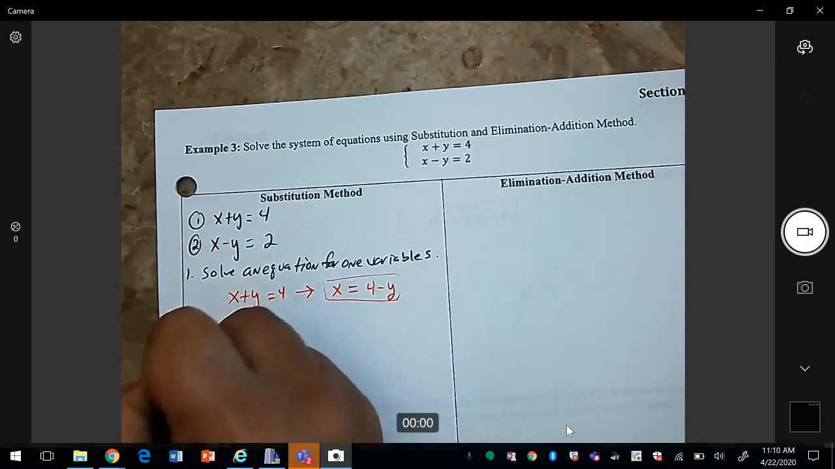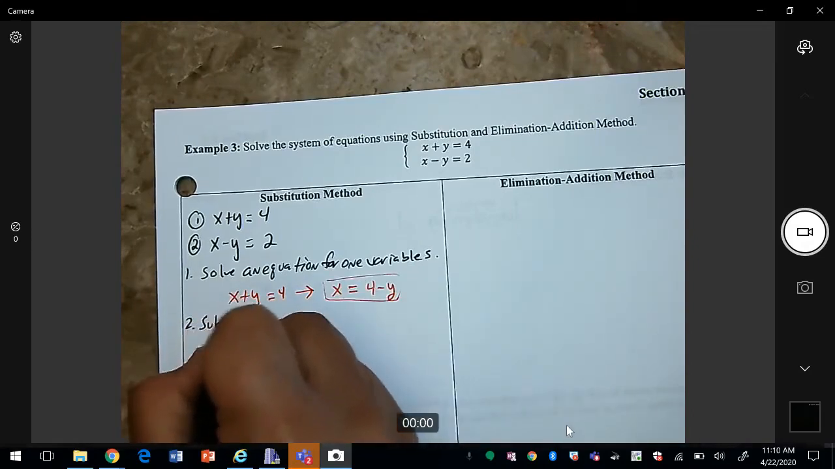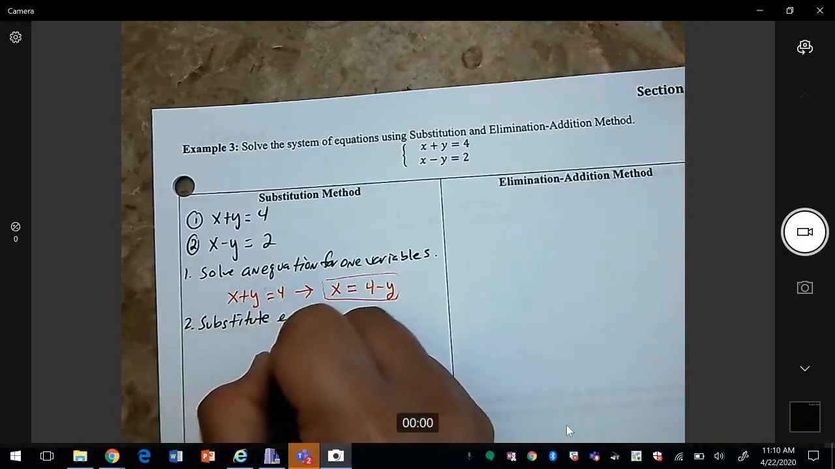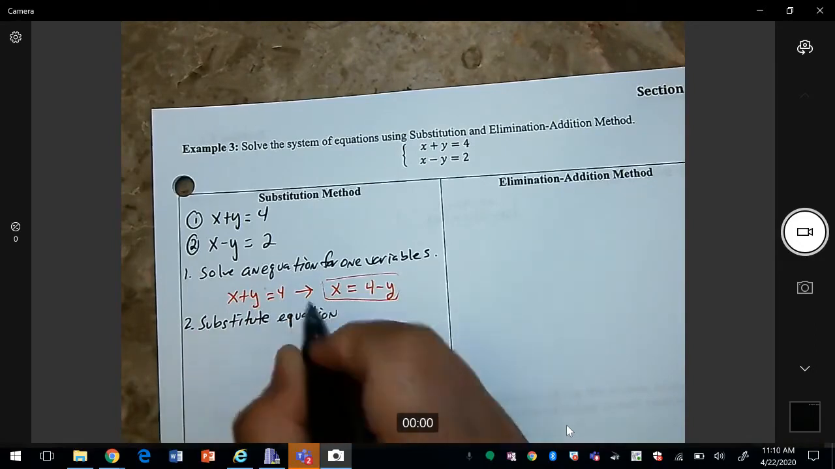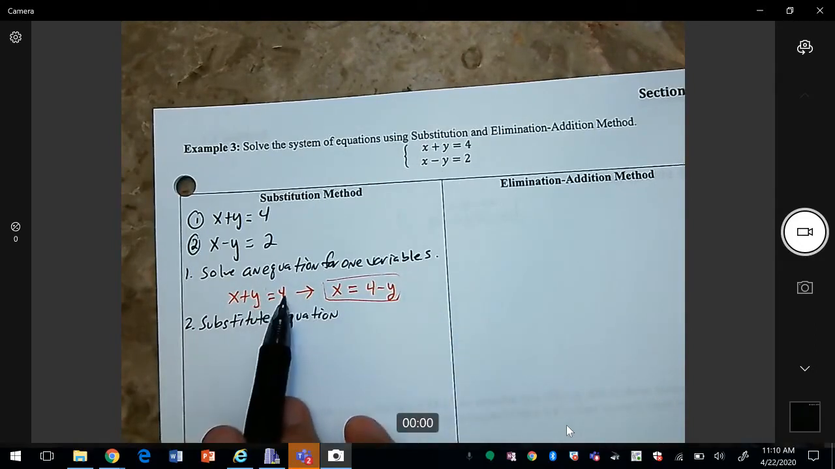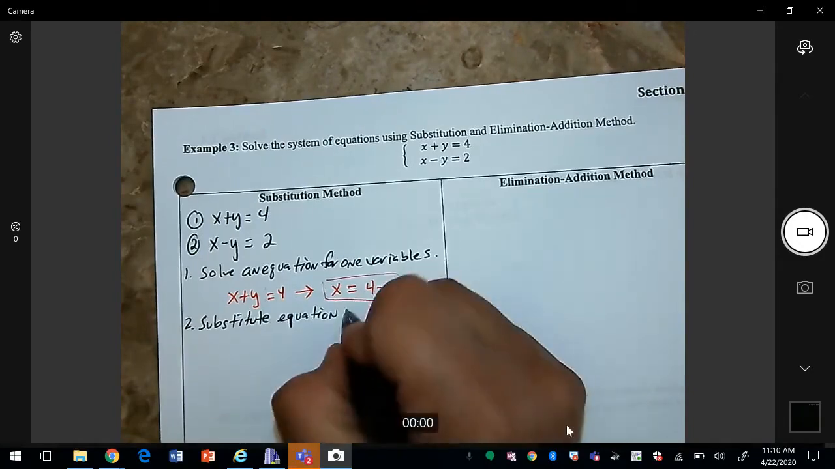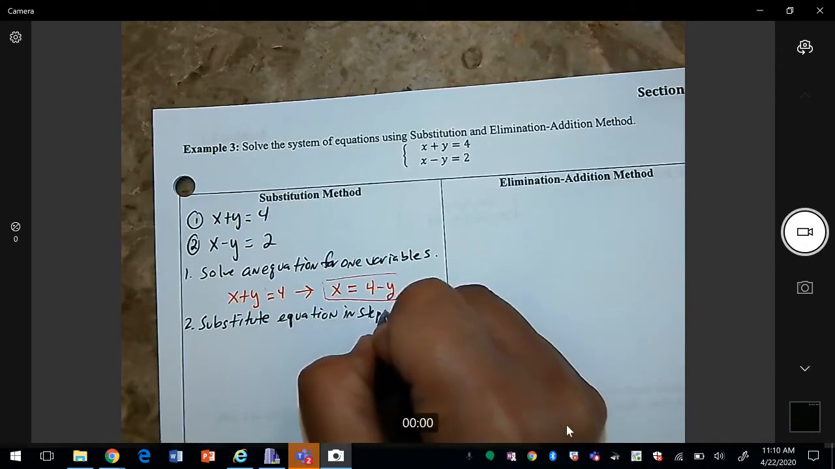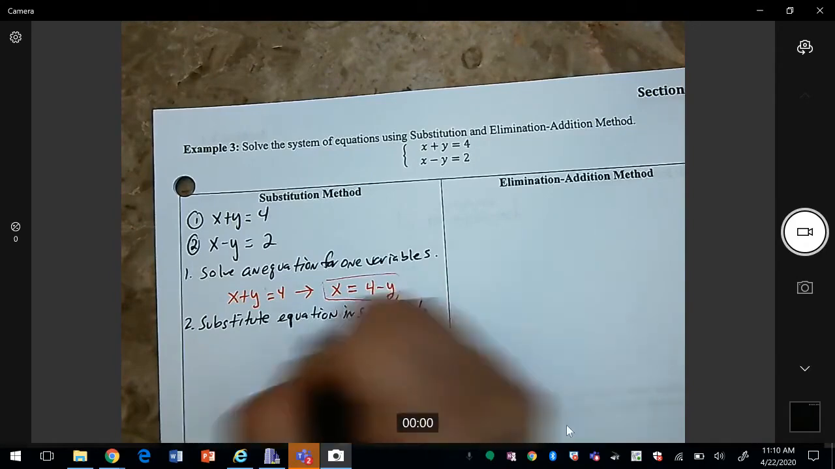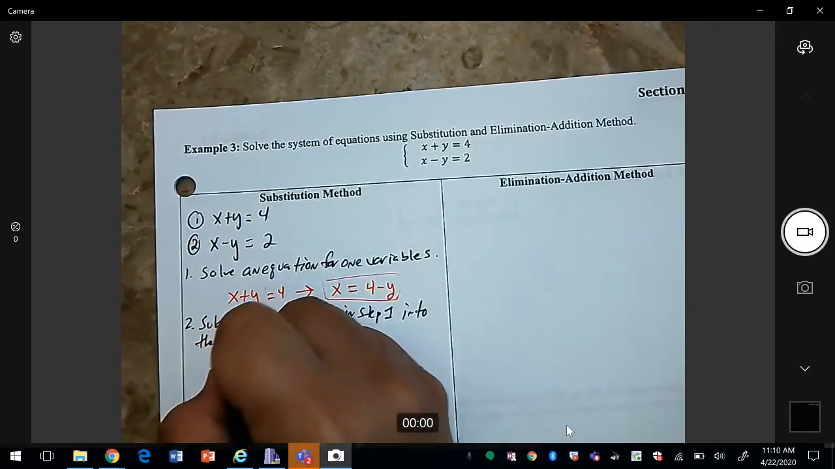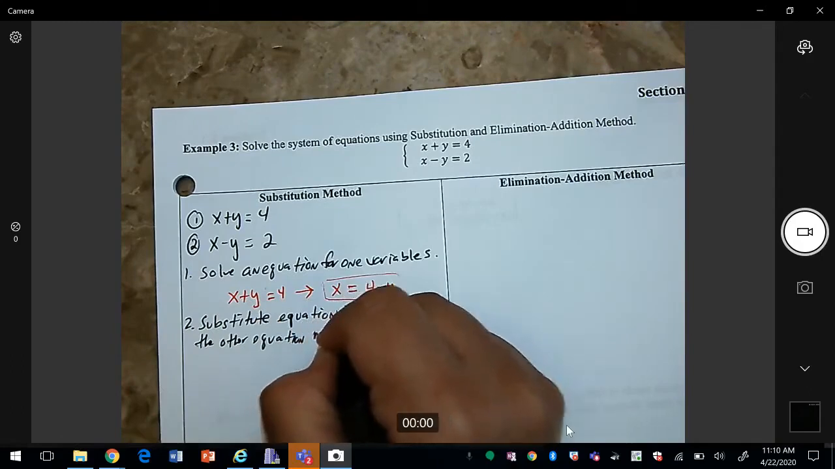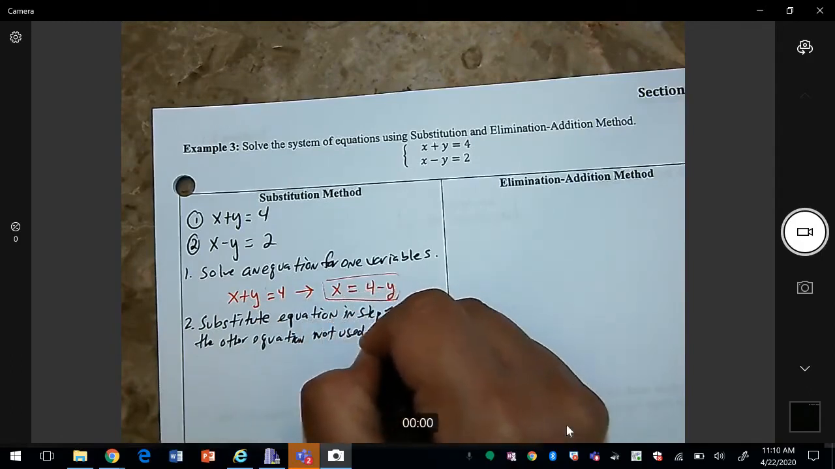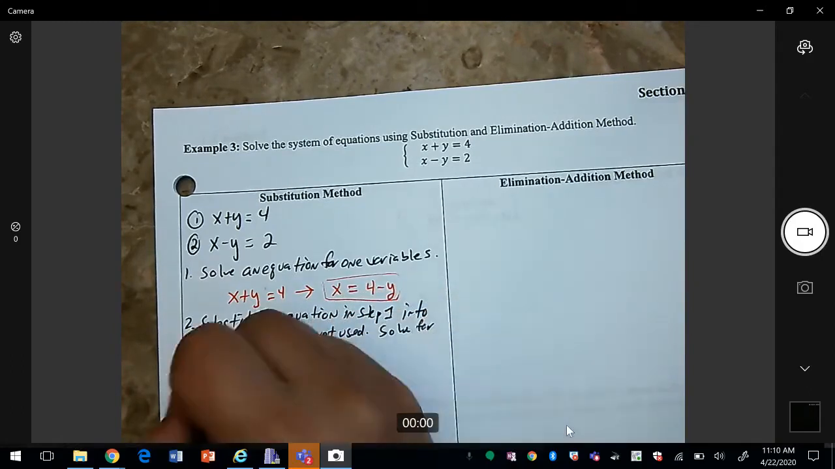The second step is to substitute your new equation. It's really not new, it's just rewritten differently. In step 1, into the other equation not used. And then we're going to solve for the variable.